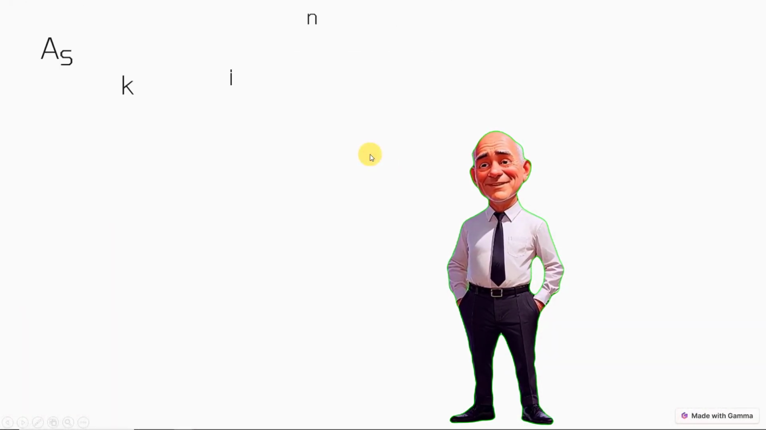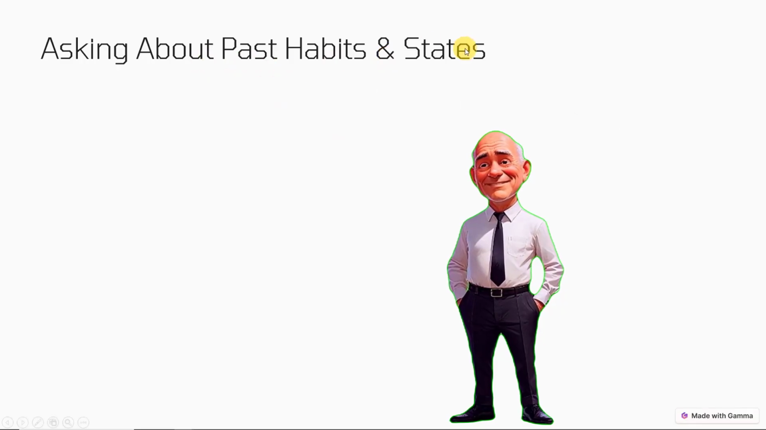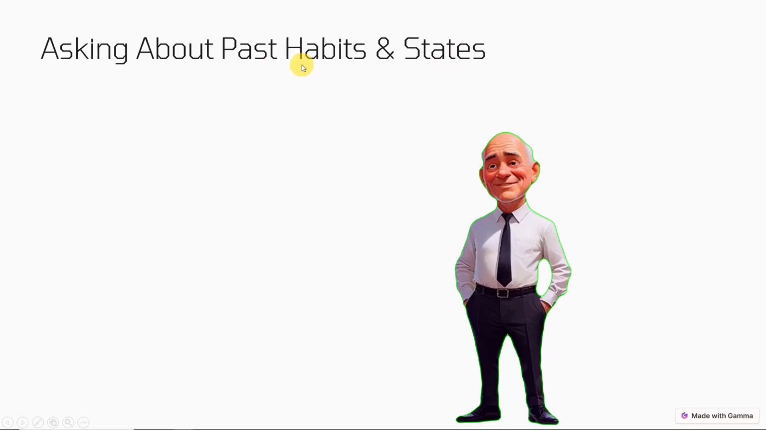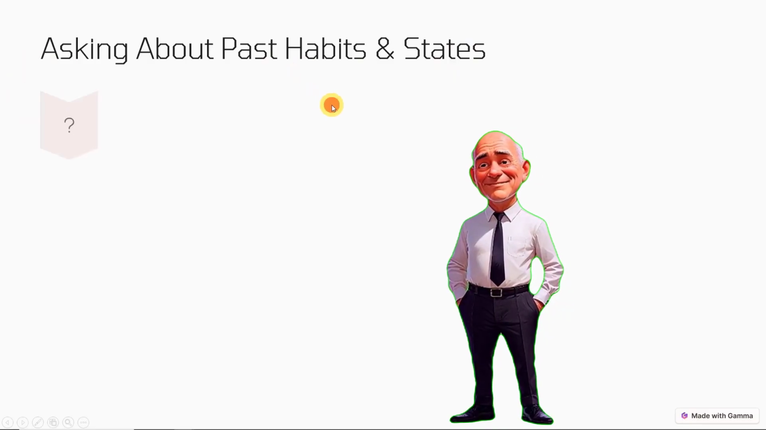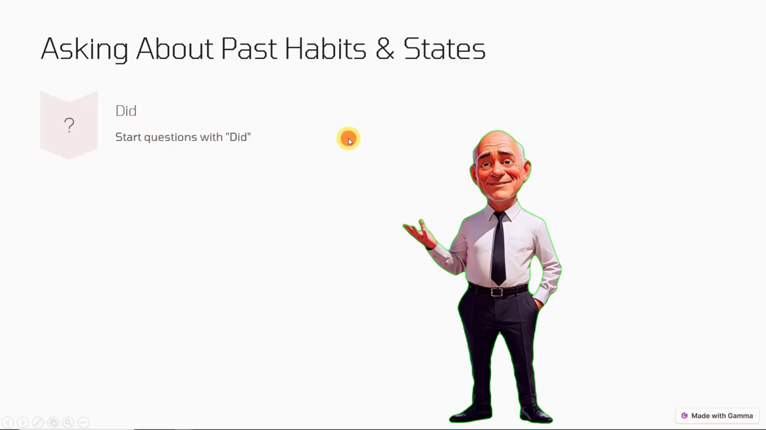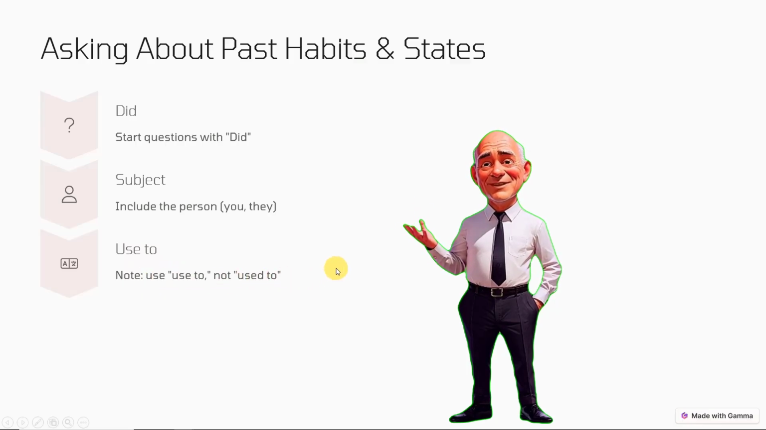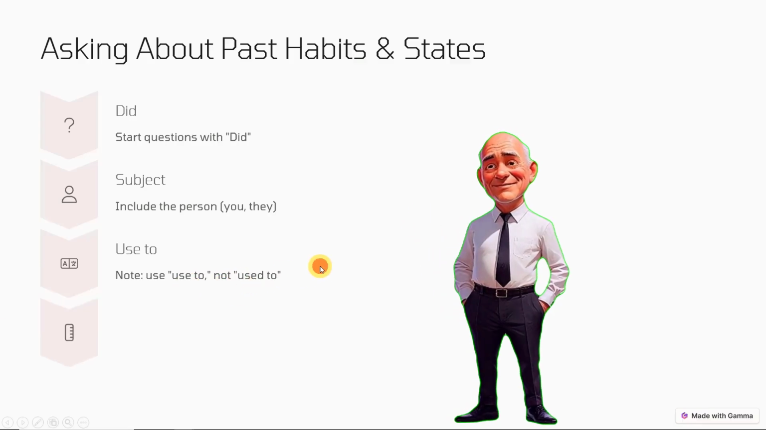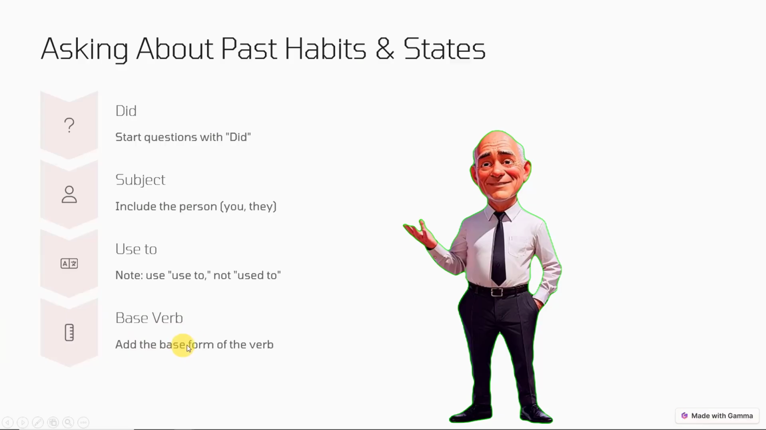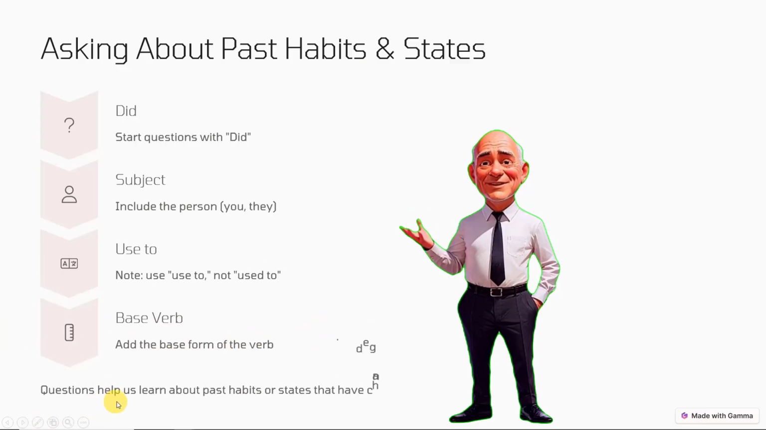Okay, let's go and have a look at asking about past habits and states. That's, in other words, questions, right? Because you're asking a question. Righto, guys, let's have a look into it. Right, question, did. Start questions with did. Then the subject, include the person, you, they, I, whoever. Used to, note use, not used to, righto? Same as in the negative form. The base verb, add the base form of the verb. Questions help us learn about past habits and states that have changed.